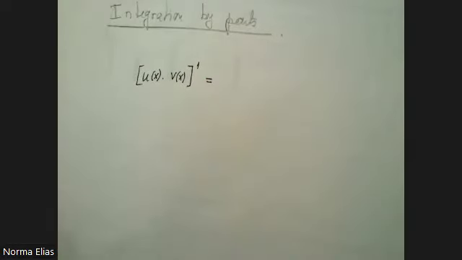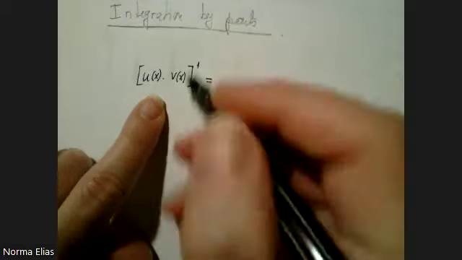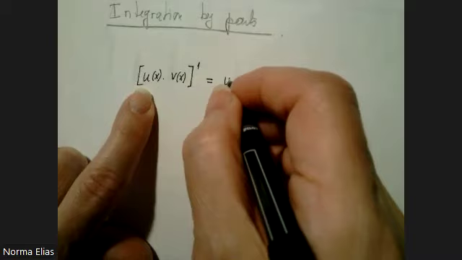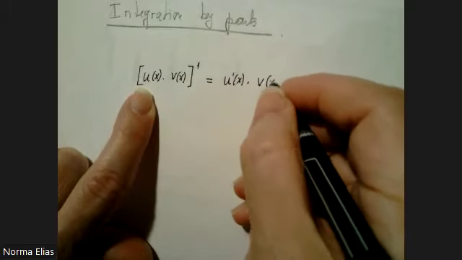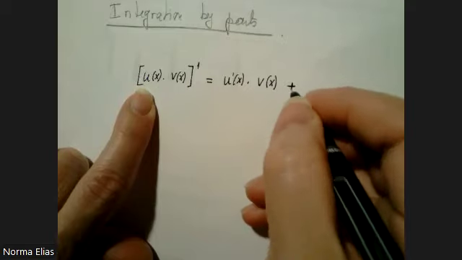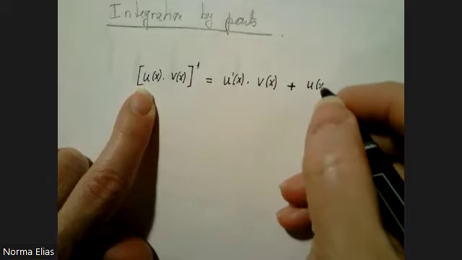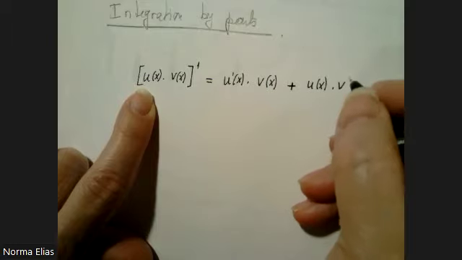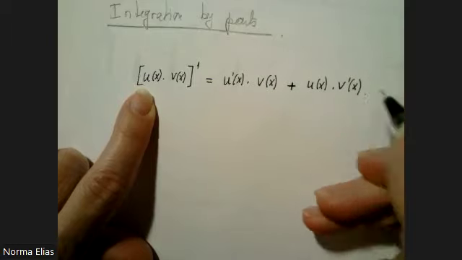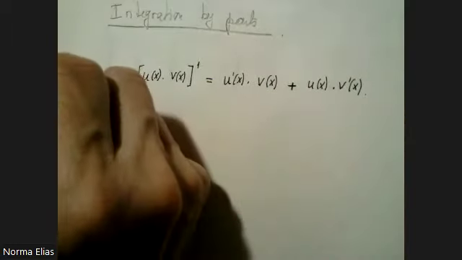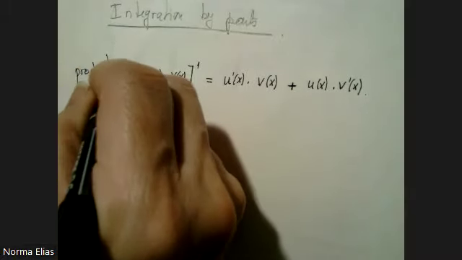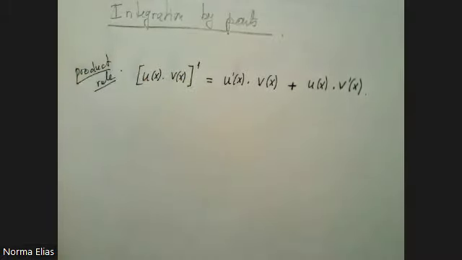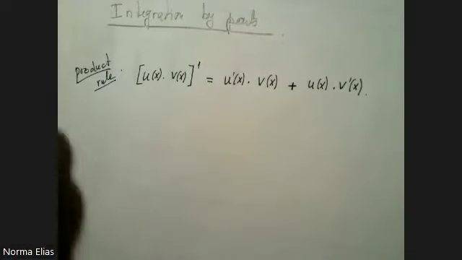Okay, so let's see what the product rule tells us. What's the derivative of the product? It's the derivative of the first times the second function, plus u of x times the derivative of v. So that's the product rule. Okay. Now I'm going to integrate both sides.